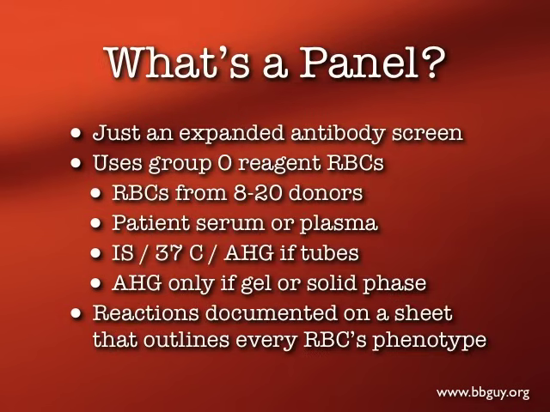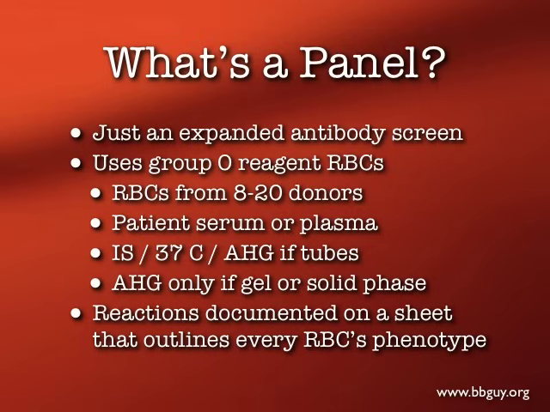It's really just an expanded antibody detection test, or an antibody screen. That's all it is. Antibody detection tests are generally done with either 2, 3, or 4 cells from group O blood donors, and those donors are fully phenotyped. You test the patient's serum or plasma against those 2, 3, or 4 red cells, and you see if there's any reaction. If there is a reaction, then you have to identify the antibody.